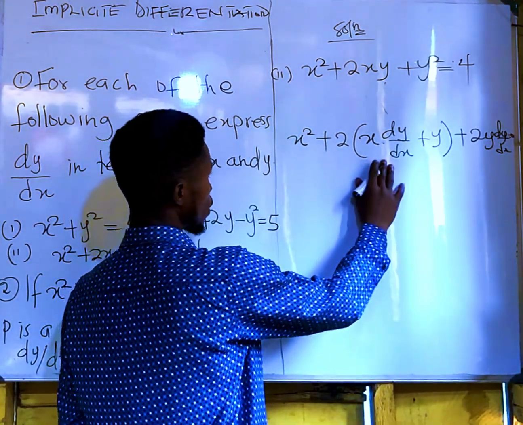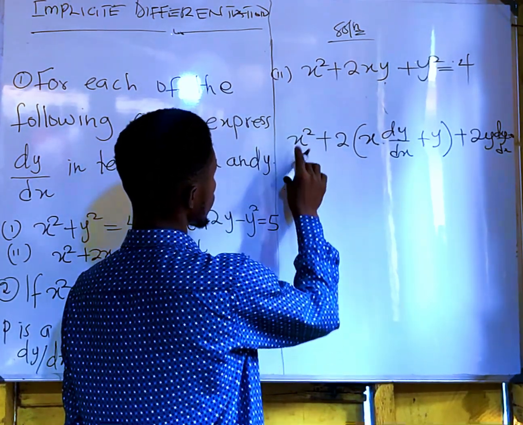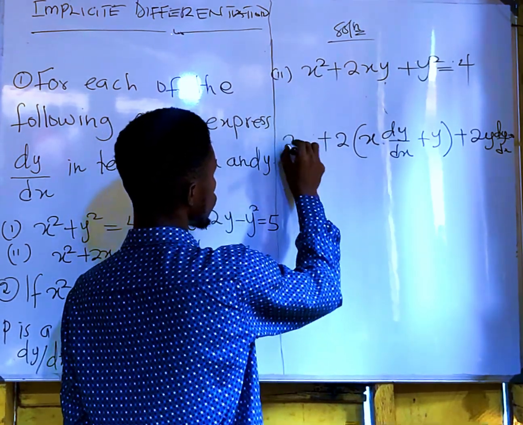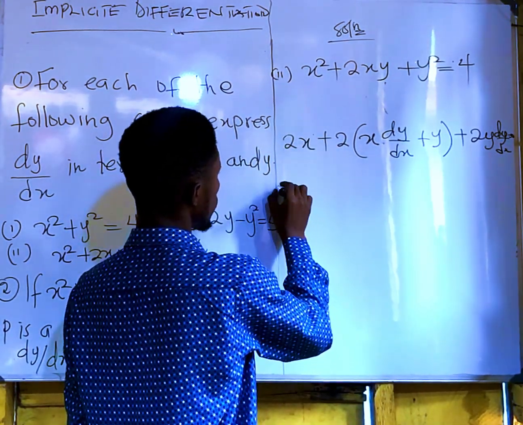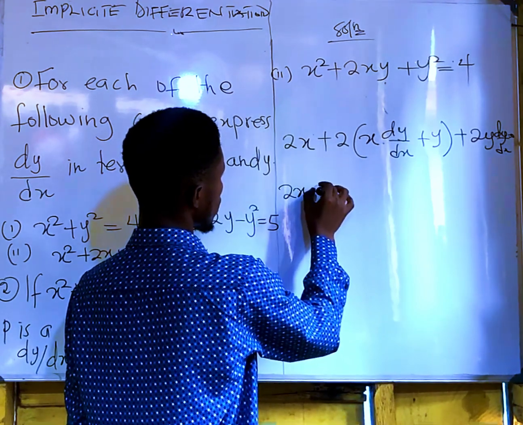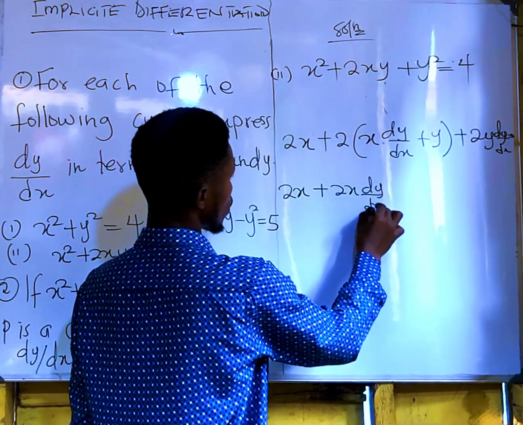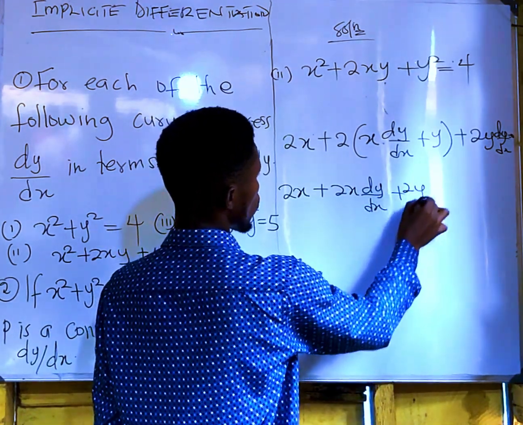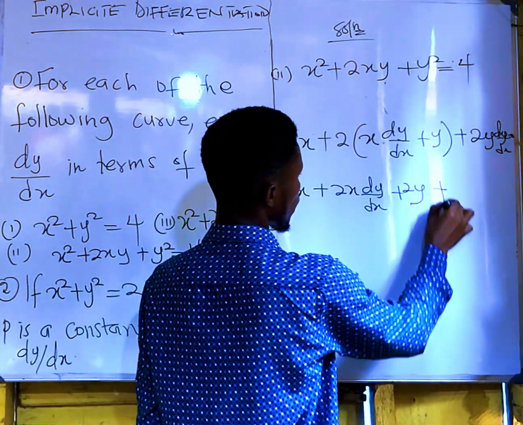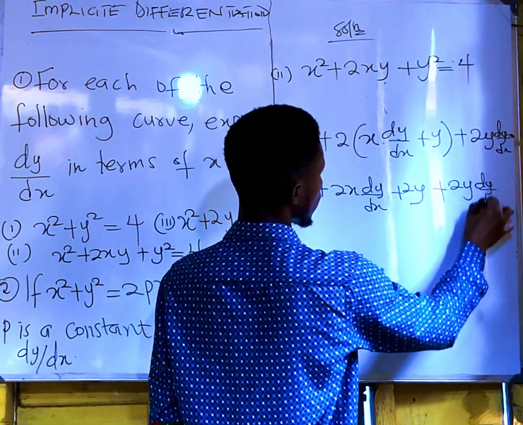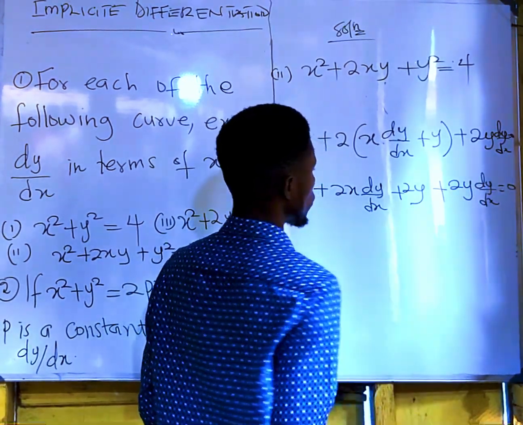So let me open this one to have. Sorry, I think there's a mistake. If you differentiate x squared, you get what? 2x. So let me open this. This will give me 2x plus 2x dy/dx plus 2y plus 2y dy/dx equals to 0.